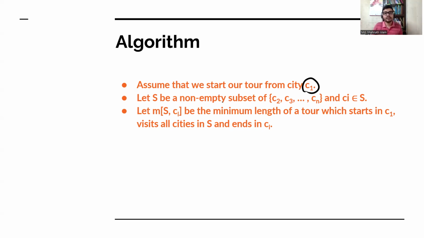And let S be a non-empty subset of other cities. S is a non-empty set of cities other than city 1, and these cities belong to this set. This is the set actually, and this is very important, students. Let M(S, Ci) be the minimum length of a tour which starts in city 1. All tours will start in city 1. We are assuming that at the first point. So it starts in city 1, visits all cities in S, and ends in Ci. That means we have to traverse all the cities in S, and we have to end our journey in Ci. So this is very important.